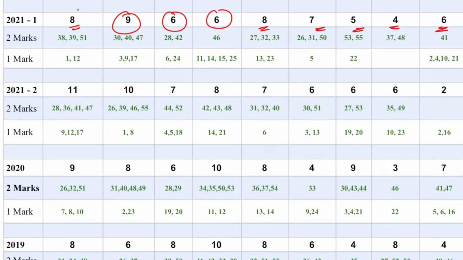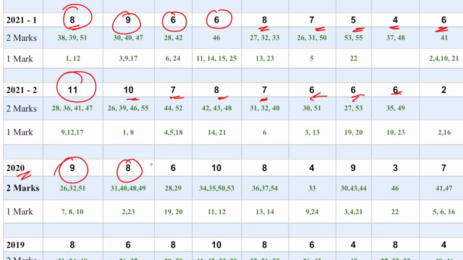Like here TOC came for 8 marks, and in 2021 paper 2 it came for 11 marks. And here it came for 10 marks, 7 marks, 8 marks, 7 marks. Again you can see that it is the same, just increasing by 1 to 2 marks. So 6 marks, 6 marks, 6 marks. Like this the consistency is there. For 2020 also 9 marks of TOC came. After that algorithm came for 8 marks, 6 marks, 10 marks, 8 marks. After that you can see 4 marks and like this.